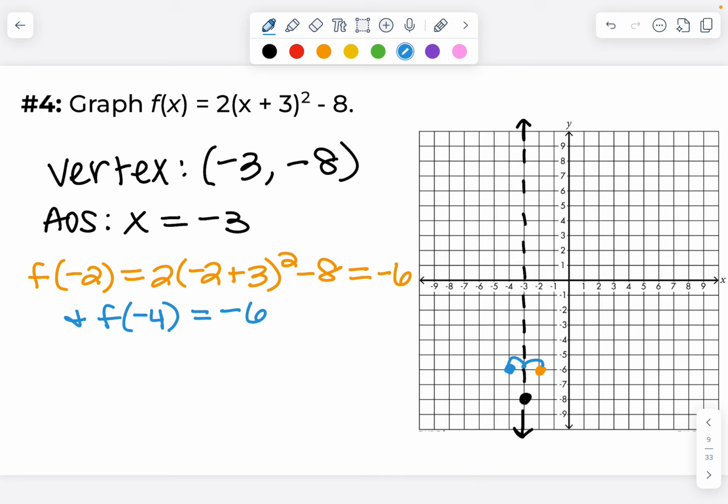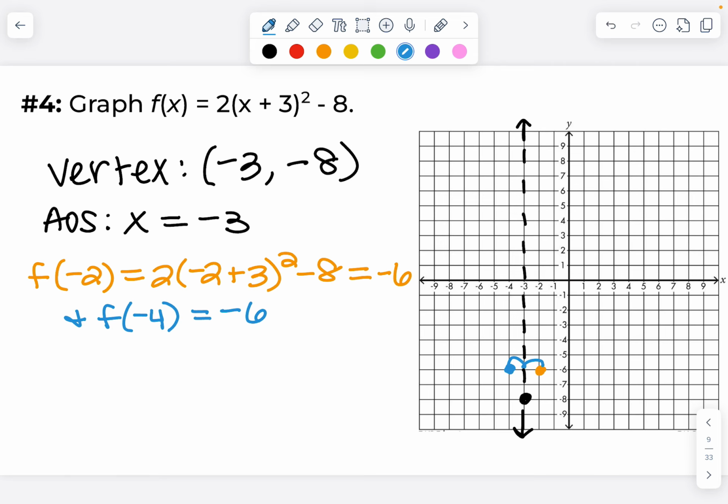Now, I'm a real visual learner. I love using graphs, drawing pictures, etc. So for me, that's really helpful. For some of you, you might just prefer to do it all using your calculator, and that is totally okay. So it's kind of up to you what you prefer.